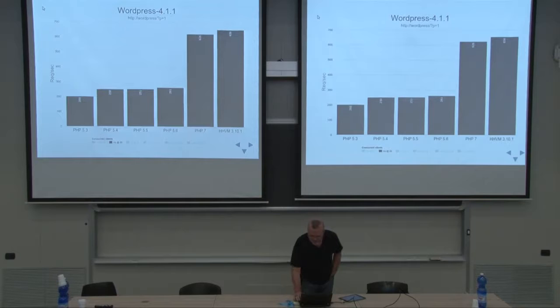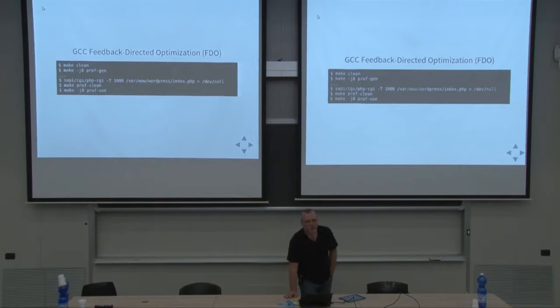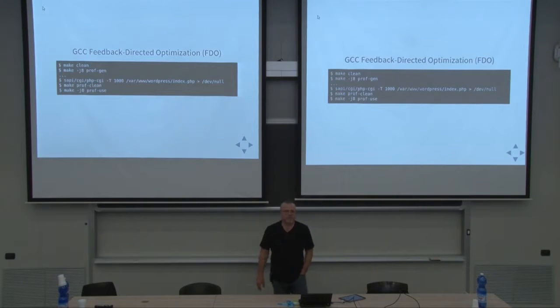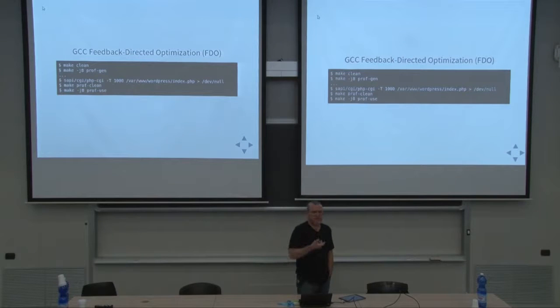So I did a bit of geekery on this one, some heavy-duty geeking. And I used a feature in GCC called FDO. FDO is feedback-directed optimization. And you can build a binary, a profiling binary, essentially. And then you can train that binary against the code that you want it to run. So you do it like this. PHP's makefile supports this. You do make prof-gen. So that generates a profiling binary. Then you run the WordPress front page 1,000 times on that binary. So php-cgi -T lets you repeat the thing 1,000 times. And then prof-clean and prof-use. That tells GCC, now use this profiling data and create this tuned binary that's tuned specifically for WordPress.